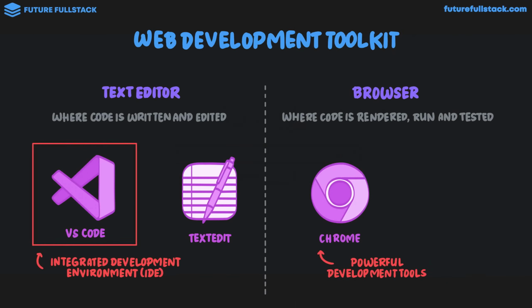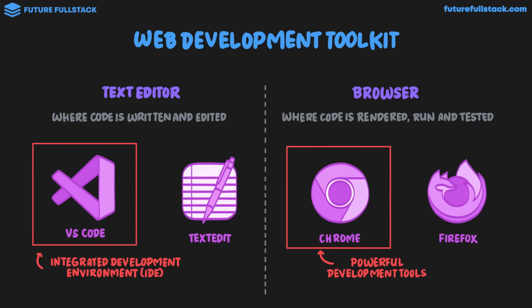Now, of course, there are other browsers like Firefox, but Chrome is the most popular choice among developers. Just to round out this video, it's important to understand that a text editor is used for all programming languages, like JavaScript, Ruby, Python, etc. We'll be using this throughout the course to write all our code. On the other hand, the browser is only used to run and view HTML, CSS, and JavaScript. It is primarily a front-end tool.